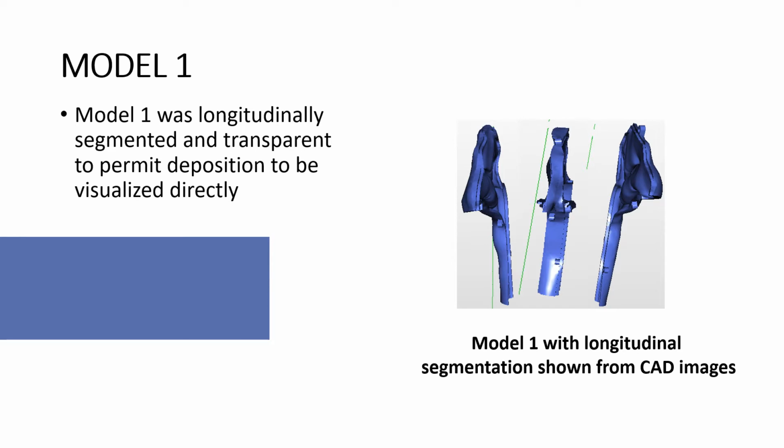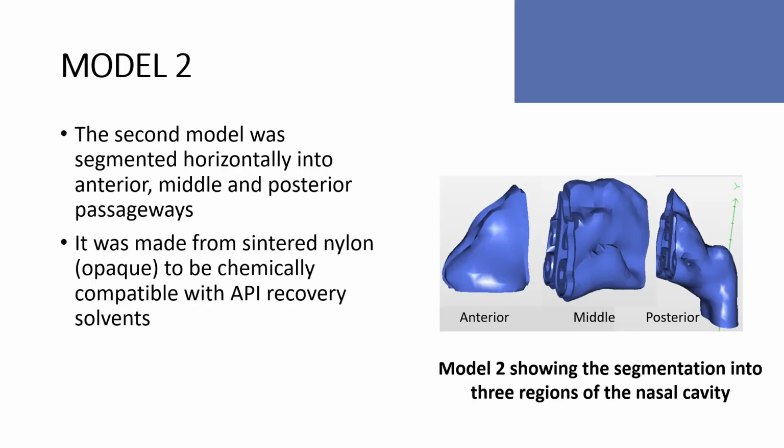However, Model 1 was longitudinally segmented and transparent to enable visual observation of a color-changing product for qualitative assessment of deposition from the nasal nebulizer. The second model was made from a sintered nylon to allow for quantitative assay of a test active pharmaceutical ingredient, in this case budesonide, without the risk of leachable contaminants. The second model was segmented horizontally into an anterior, middle, and posterior passageway.